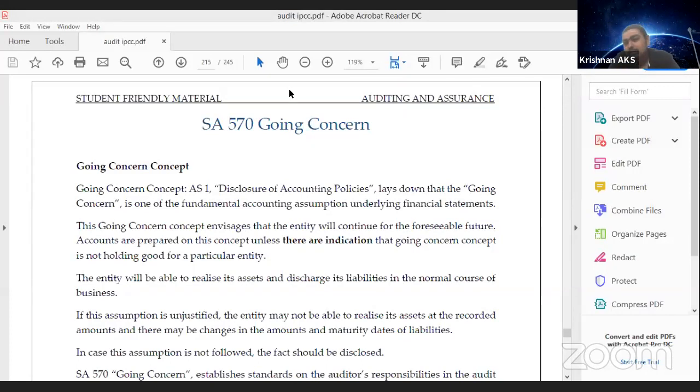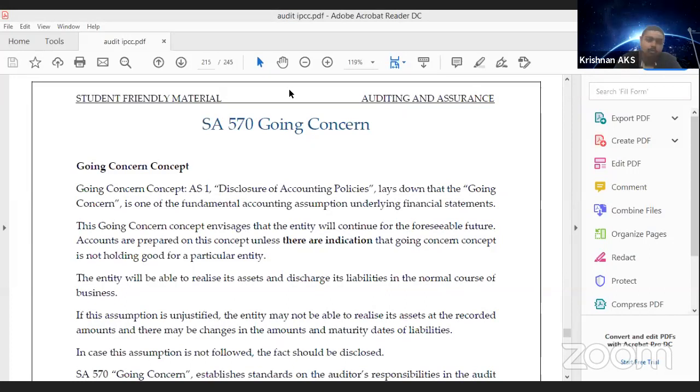If going concern is questionable but they have given a proper plan, then you can give, for example, a material uncertainty paragraph. Please understand, it's not a modified opinion. It's not even an emphasis of matter paragraph. It's called material uncertainty paragraph. So what is material uncertainty? The company is still thinking, but they are very sure that they will come back into the business.